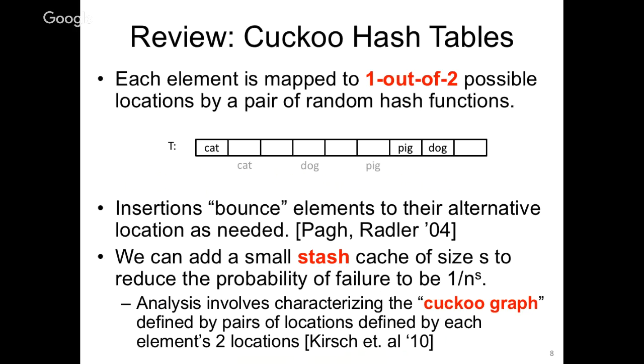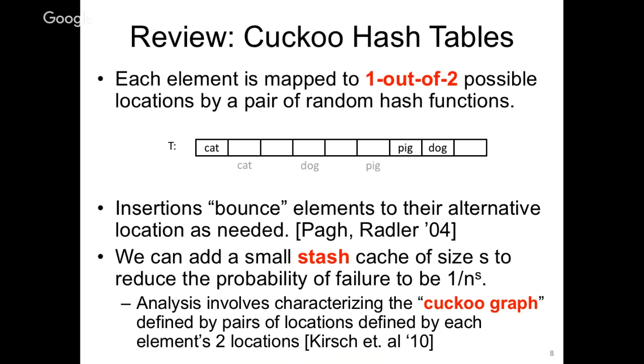Now there's sometimes, as this table gets more and more full, where you could get stuck and create a cycle that keeps bouncing and bouncing. And in that case, as Kirsch et al. showed in 2010, one way out of that dilemma is to also introduce a very small constant size cache they call the stash, where you can put elements that would have otherwise caused this infinite loop bouncing to occur when you do an insert.